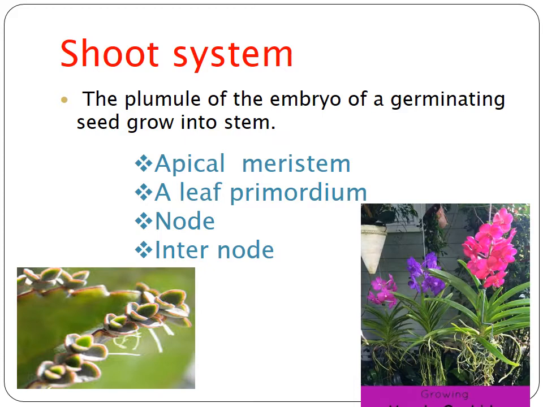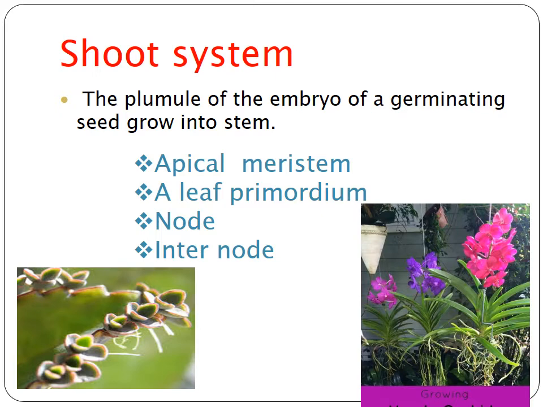Again I said, what is apical meristem? The actively dividing cells of the shoot are called apical meristem. Then a leaf primordium is the place which creates the leaf. Then a node is the point from which a leaf arises. Then the fourth one is the internode: in between two nodes, that place is called the internode.